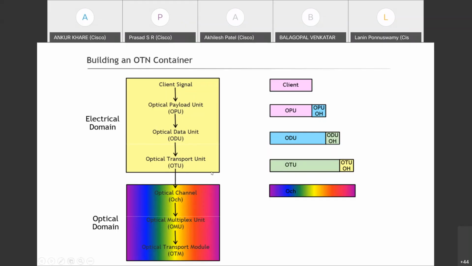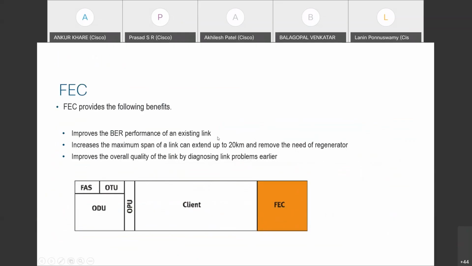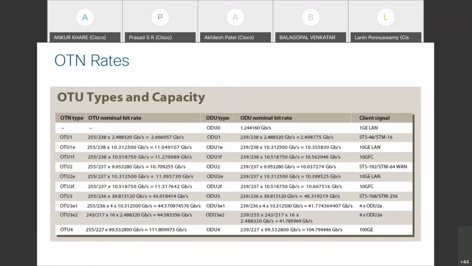Further, the OTU will be encapsulated into an optical channel, which is an optical domain. And on optical channels, we'll have the multiplex unit and the transport module further. So OTN will have different rates. The first one is OTU1. OTU1 will carry ODU1. For every corresponding OTU, there will be an ODU. Okay, ODU1 is there, which can carry some STM signal, STM16 signal.